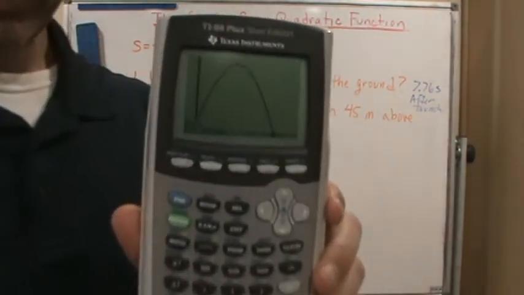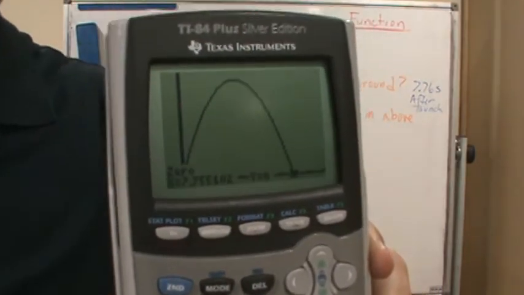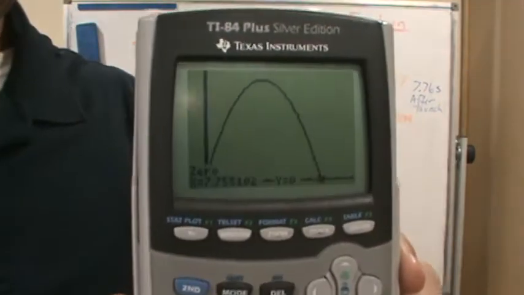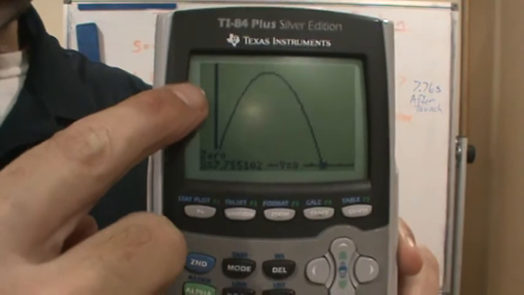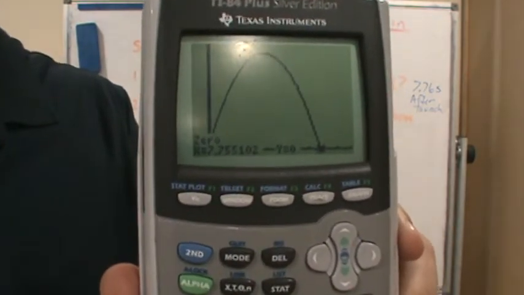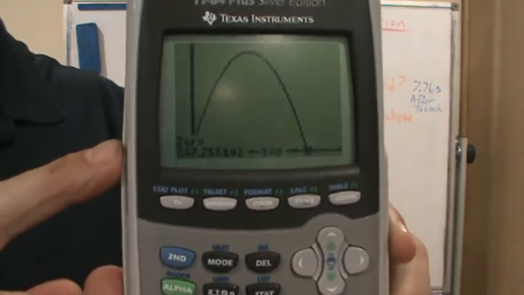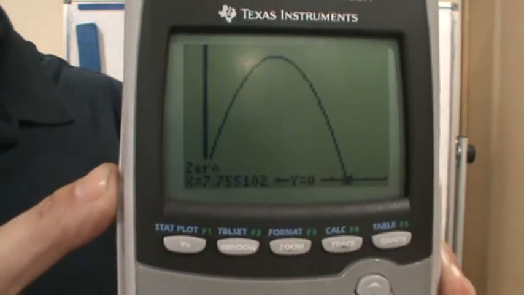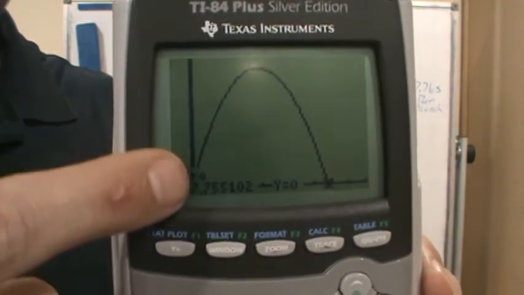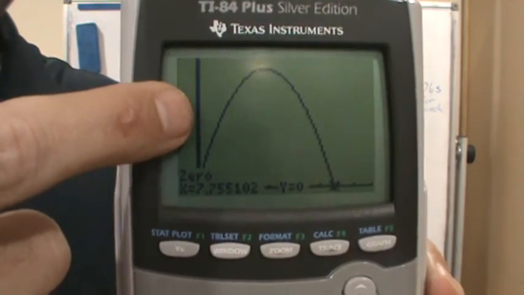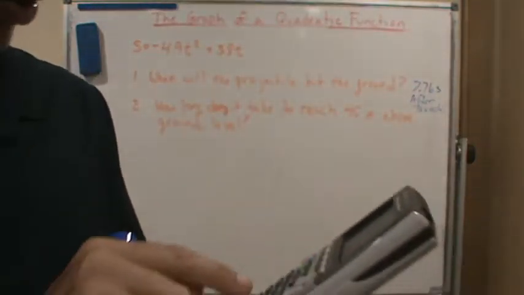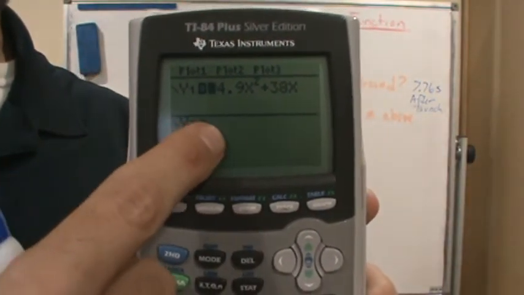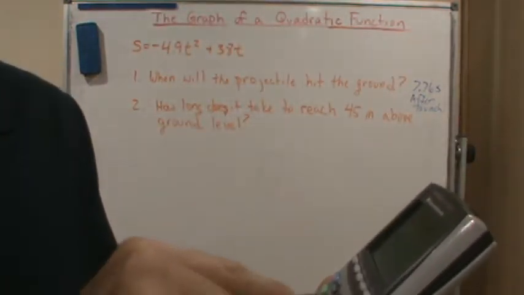Okay, well, how am I going to do that? That's a good question. So here's the way you're going to do it. I'm going to plot another line, a line that goes across. Well, what line do I need to find? I need to find when this thing is 45 feet above the ground. So I want a horizontal line right at 45. So let's go to y equals, and for y2, I'm just going to write y2 equals 45.